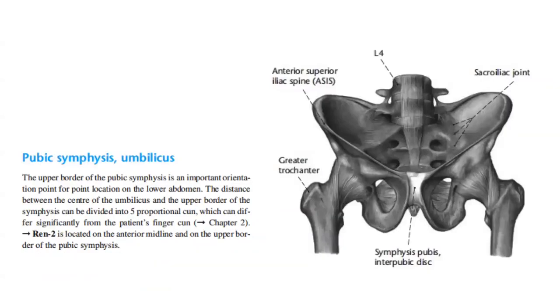The upper border of the pubic symphysis is an important orientation point for point location on the lower abdomen. The distance between the center of the umbilicus and the upper border of the symphysis can be divided into 5 proportional tune, which can differ significantly from the patient's finger tune. REN2 is located on the anterior midline and on the upper border of the pubic symphysis.